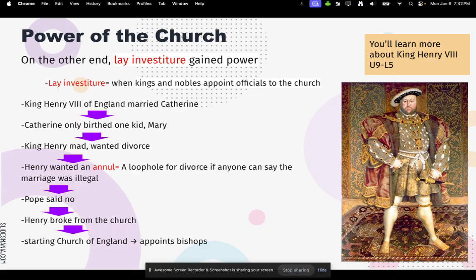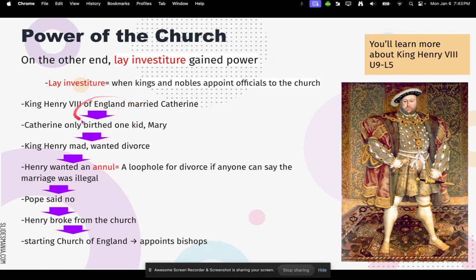You also have a loss of power for the Catholic Church with something called lay investiture. So, we're going to talk about King Henry VIII more in U9-L5, but I'll talk a little bit about him now. So, this is King Henry VIII. He was the King of England, and he practiced lay investiture. And that is when kings and nobles appoint officials to the church. But he did something pretty revolutionary. He actually separated himself entirely from the Catholic Church, which was pretty radical at the time.